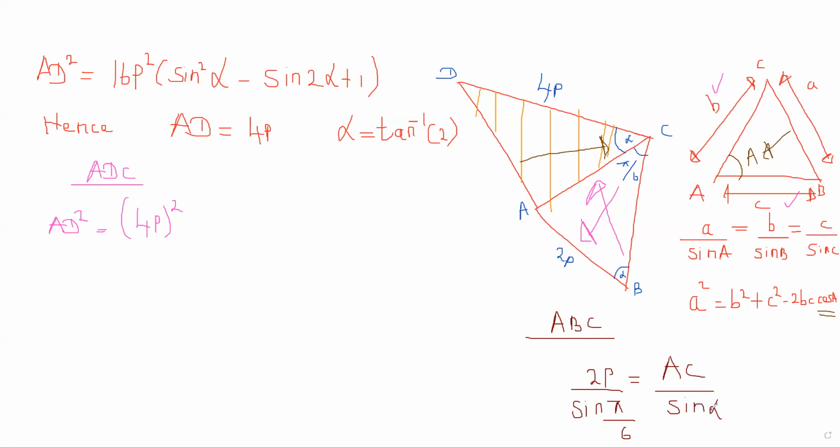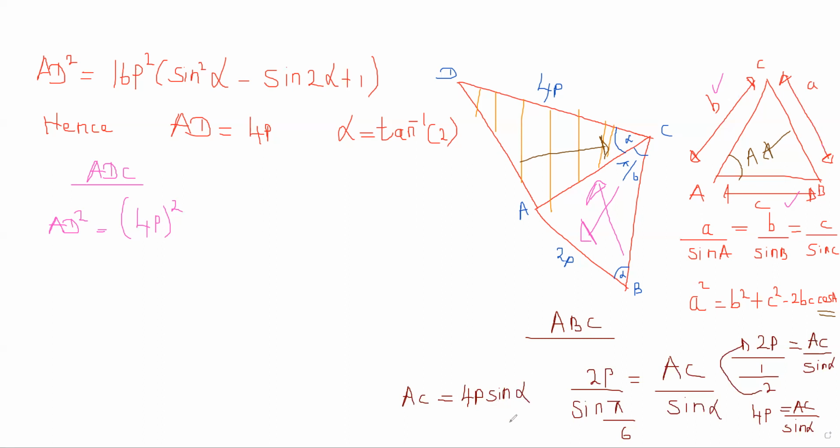What is the value of sine pi by 6? Sine 30 degrees is half, isn't it? Therefore, 2p over, here I can write half, that is equivalent to AC over sine alpha. What is going to happen is these two will go up. Therefore, 4p is equivalent to AC over sine alpha. Therefore, now I know what AC is. AC is equivalent to 4p sine alpha. So I have calculated the value of AC.